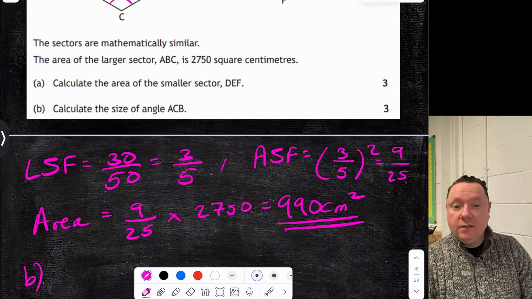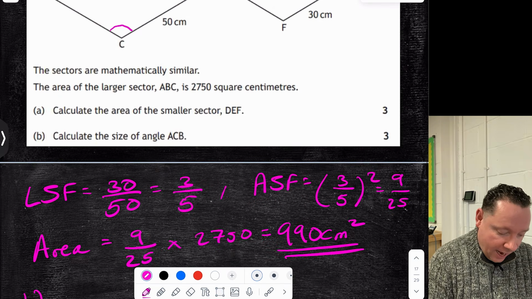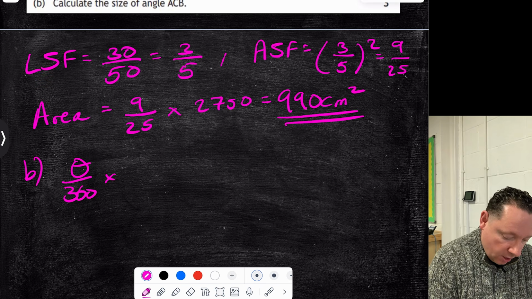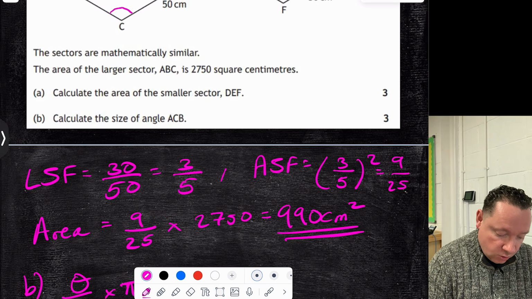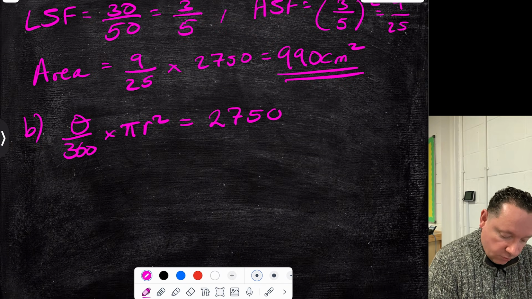It says calculate the size of angle ACB. So we're in the big sector, and we know that if we've got an angle, then angle over 360 times pi r squared, because we're doing sector area, equals the area. Well, the area I'm given is 2750 for the big sector. So we're just working backwards from there.